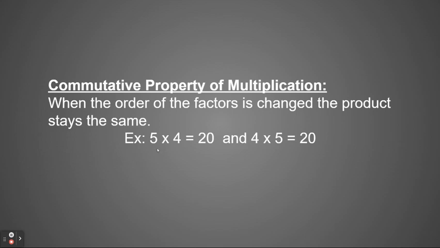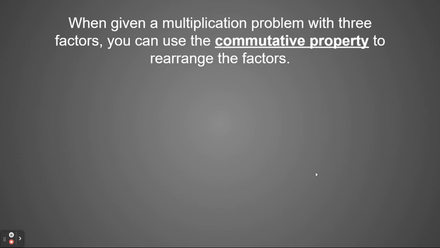Here's an example of what that would look like. 5 times 4 equals 20. Therefore, if I flip my factors, 4 times 5 will also be 20. So basically, the commutative property of multiplication says that you can flip-flop the factors within a problem and the answer will remain the same. So when we are given a multiplication problem with 3 factors, we can use the commutative property to rearrange the factors so that we can solve the problem mentally in our head.